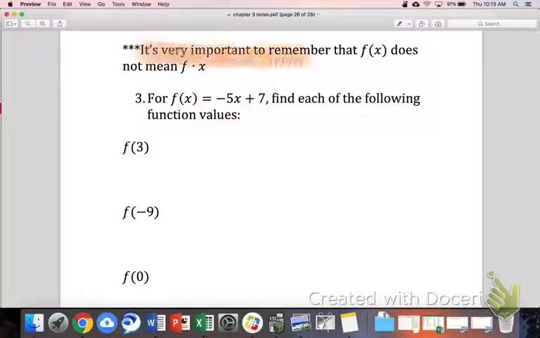Sometimes people think that f of x, like f parentheses x, means f times x. It does not. And this might somewhat go to Jake's point earlier. F of x is a notation that means the name of the function is f and the input is x. It does not mean f times x. It's really important that we get that notation.